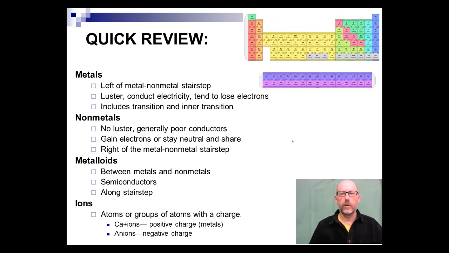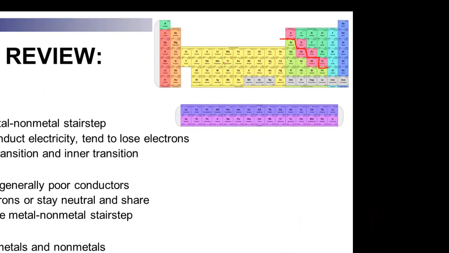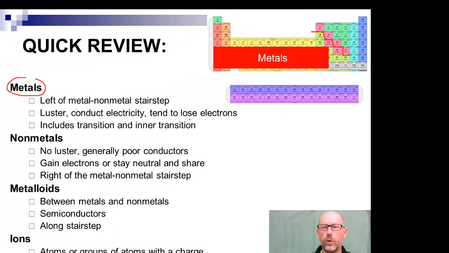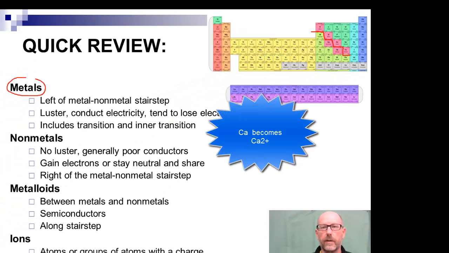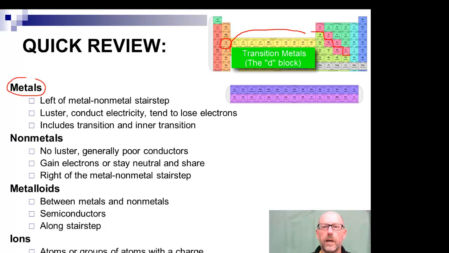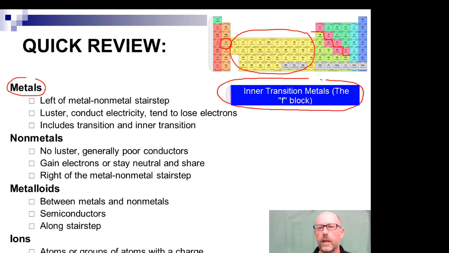First, let's start with a quick review of the periodic table. Now, you know that metals are found to the left of the stair step, and the stair step goes down, down, down, right about there on the periodic table. And so the metals are found on the left side. They have a luster, that means they shine, they conduct electricity. They tend to lose electrons. They're becoming cations, which have a positive charge. Remember, calcium is right here. Calcium becomes a cation. And this includes also the transition metals, which are this yellow section in the middle here, and the inner transition metals, which are found down below.